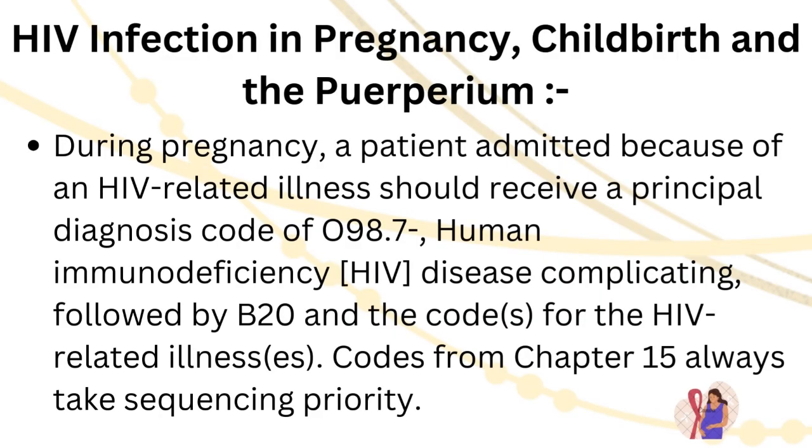HIV infection in pregnancy, childbirth, and the puerperium. During pregnancy, childbirth, or the puerperium, a patient admitted or presenting for a healthcare encounter because of an HIV-related illness should receive a principal diagnosis code of O98.7-, human immunodeficiency, HIV disease, complicating pregnancy, childbirth, and the puerperium, followed by B20 and the codes for the HIV-related illness. Codes from Chapter 15 always take sequencing priority.